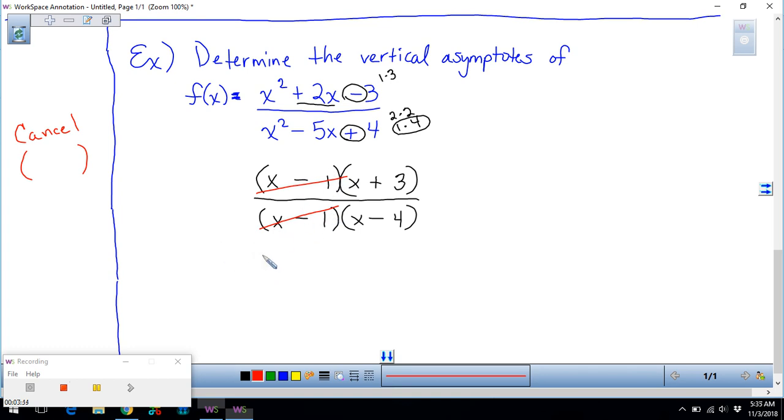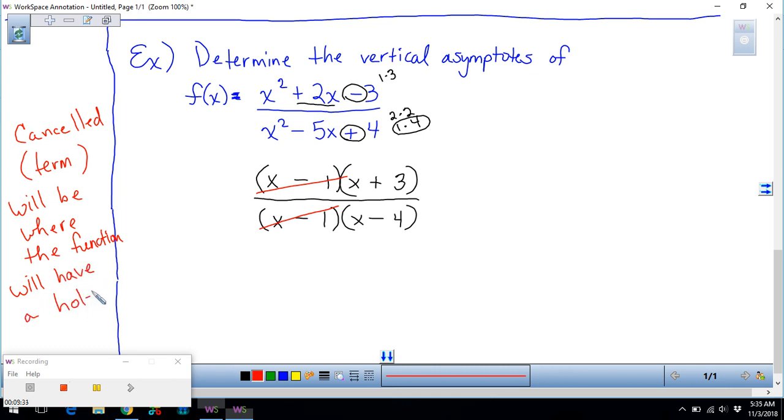Okay? Once you've canceled those terms, I'm going to make a little note over here. The canceled term will be where the function will have a hole. And we'll talk more about that on a later video.